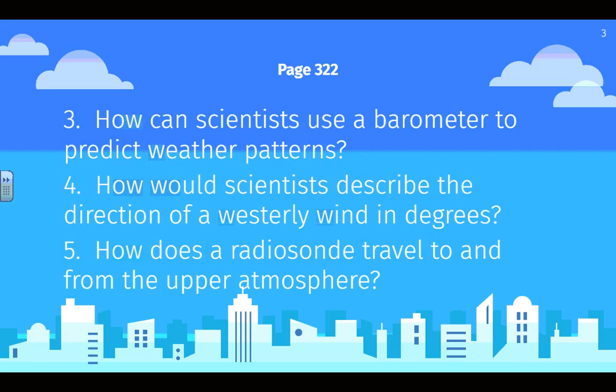Page 322. How can scientists use a barometer to predict weather patterns? How would scientists describe the direction of a westerly wind in degrees? How does a radiosonde travel to and from the upper atmosphere? Air pressure, wind speed, and wind direction. An instrument called a barometer detects atmospheric pressure, or air pressure. Changes in air pressure can affect air masses. A decrease in air pressure usually means that a front is approaching.